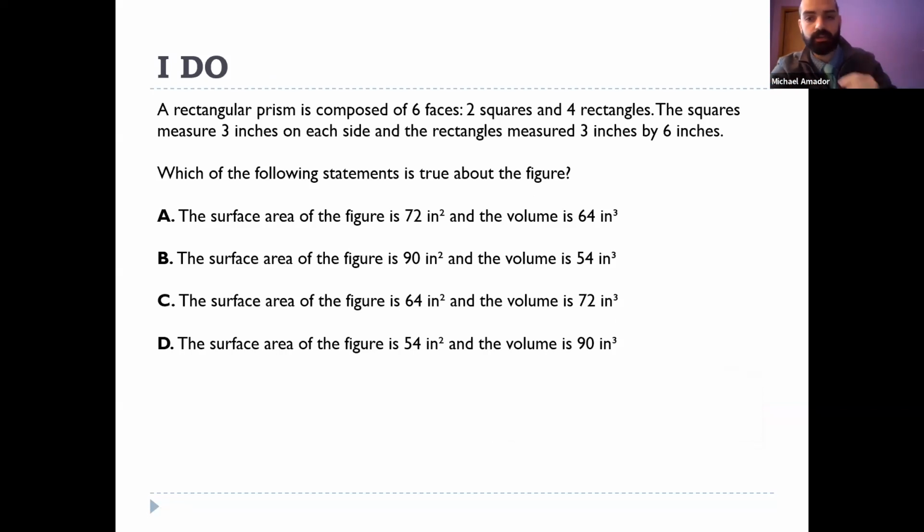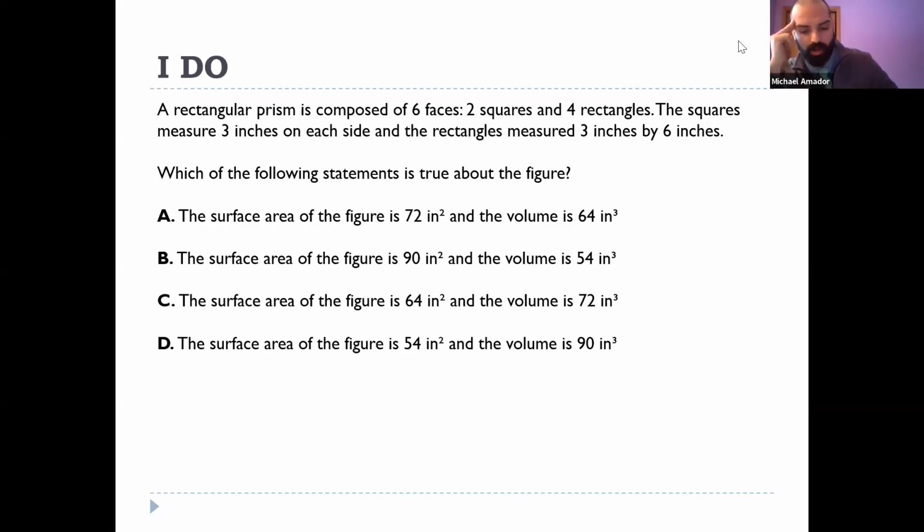So I'm going to model this I do problem for you guys. We have a rectangular prism, which is composed of 6 faces, 2 squares, and 2 rectangles. The squares measure 3 inches on each side, and the rectangles measure 3 inches by 6 inches. Which of the following statements is true about the figure?